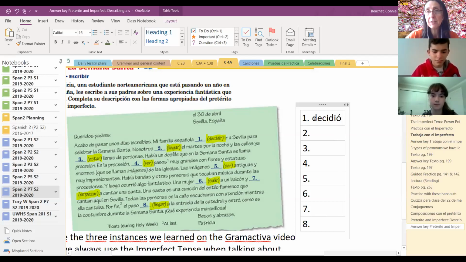Because familia, even if it's a group, is considered a singular noun. So grammatically, that's why we have to say it that way. Okay, so decidió ir a Sevilla para celebrar la Semana Santa.